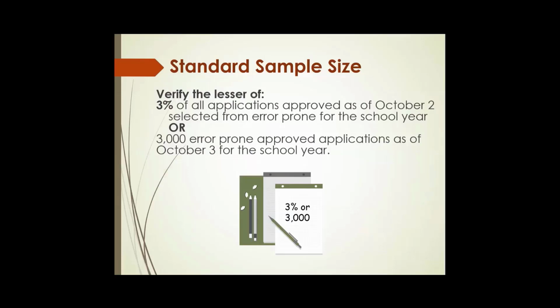So again, as you were doing your applications at the beginning of the school year, you were highlighting or marking off or separating the applications that were error prone, which means that the income falls within $100 monthly of the income eligibility guidelines, or the income falls within $1,200 annually of the income eligibility guidelines. If there are not enough error-prone applications on file, the remainder of the applications verified are selected randomly from all applications subject to verification. So we'll talk about this a little bit further shortly.